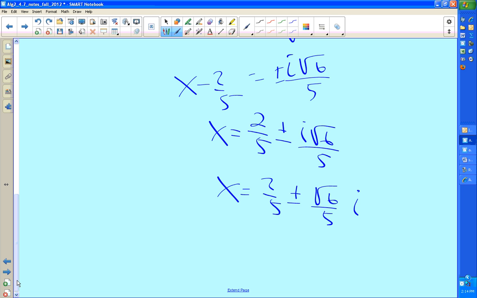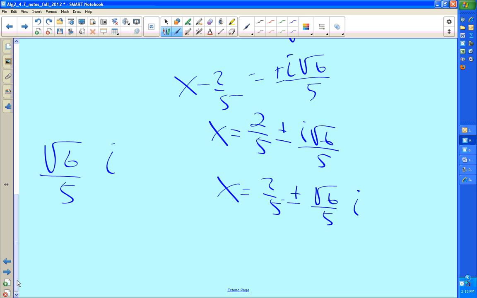The i is to the right. It's not root 6 times i. It's root 6 over 5 times i. If it's not under the radical, it's still like the fraction bar. That's not really where it would go. It really goes here. I mean, technically, the fraction line is down the middle, and the bar would be halfway through the i. Technically.